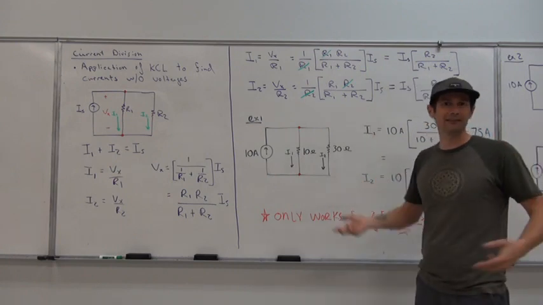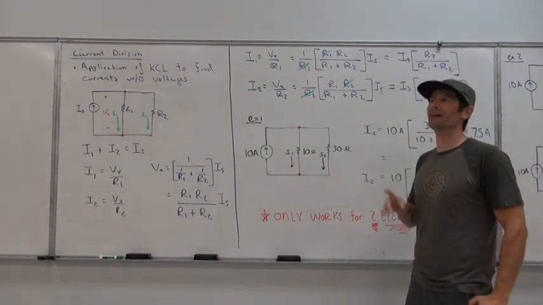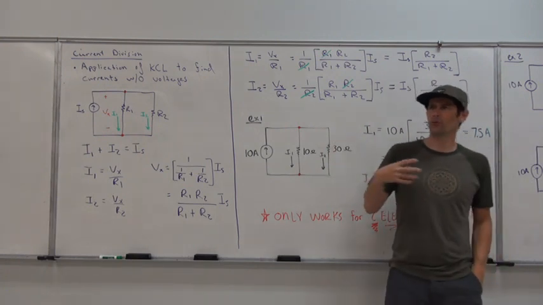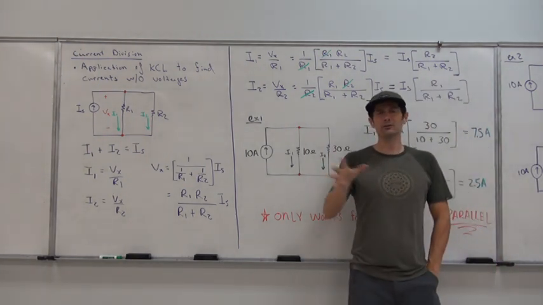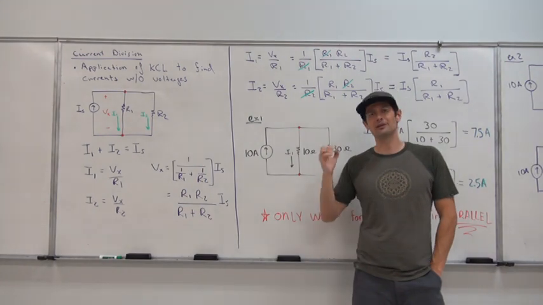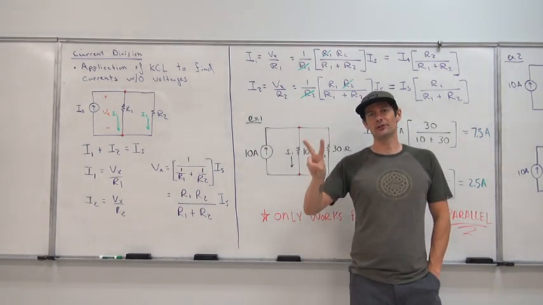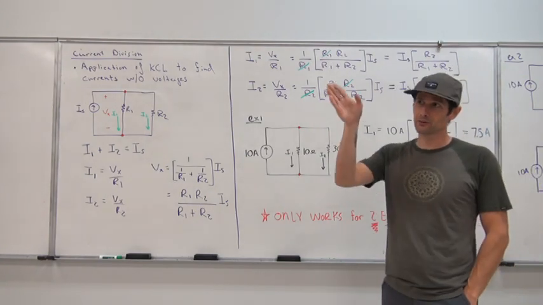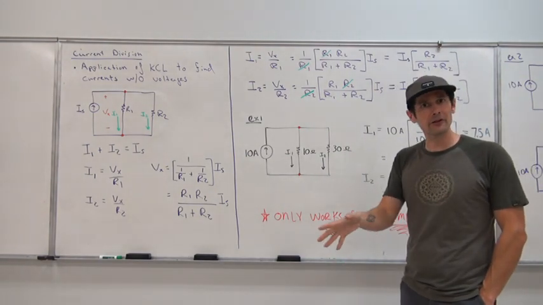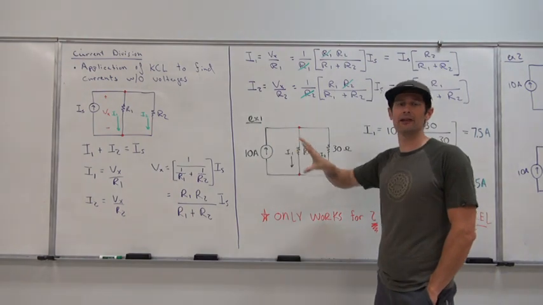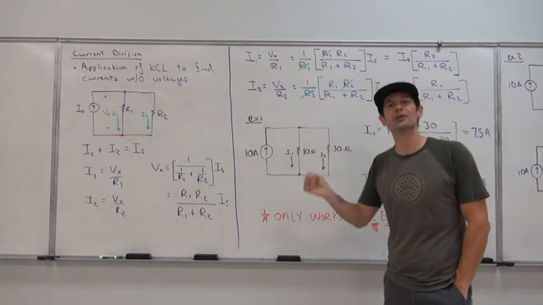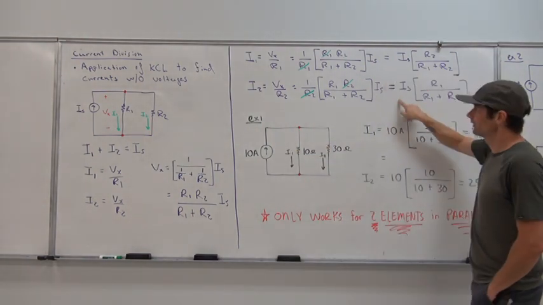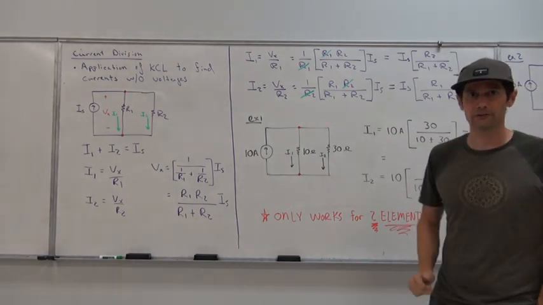develop a new technique? No, we don't have to develop a new technique. We just manipulate the circuit a little bit to put it into the form that we can utilize current division with two elements in parallel. For the resistance that we're looking for the current through, we're going to leave that alone, and we're going to combine the other elements in parallel to an equivalent so that we can utilize these forms of current division. Let's take a look.